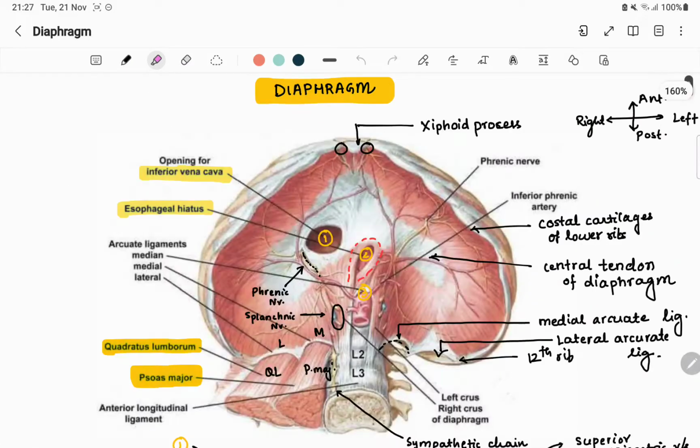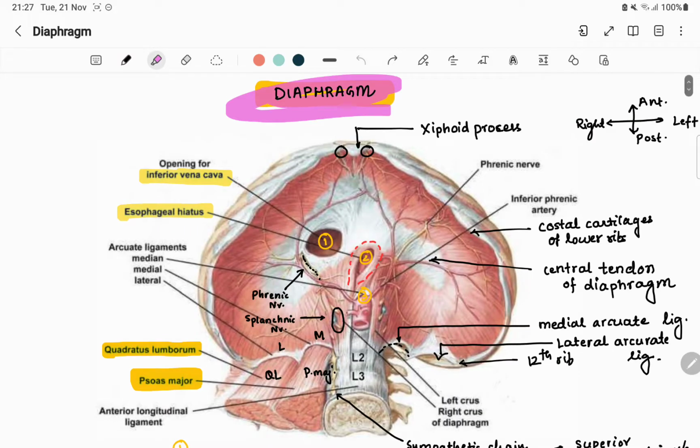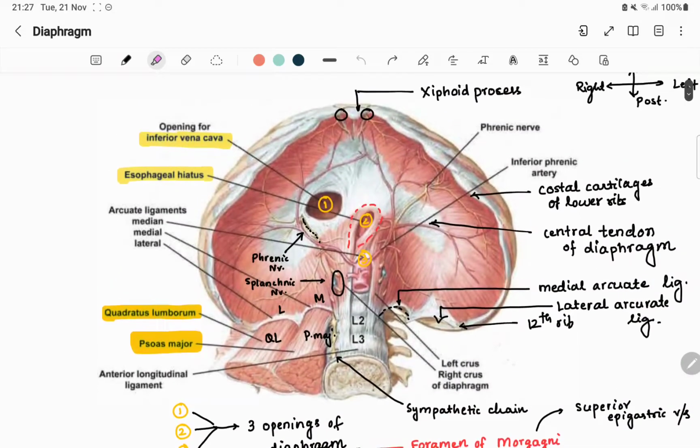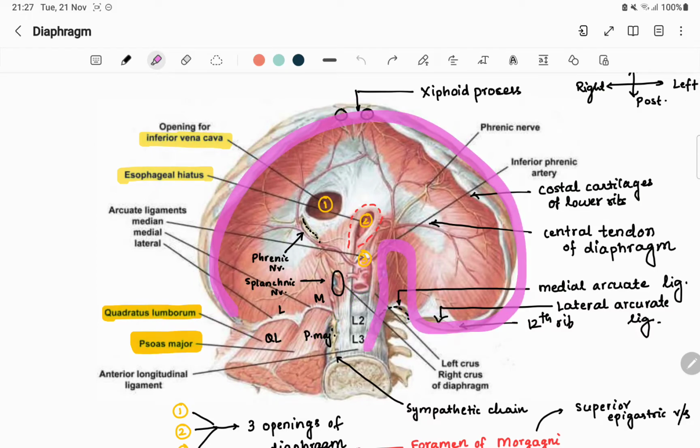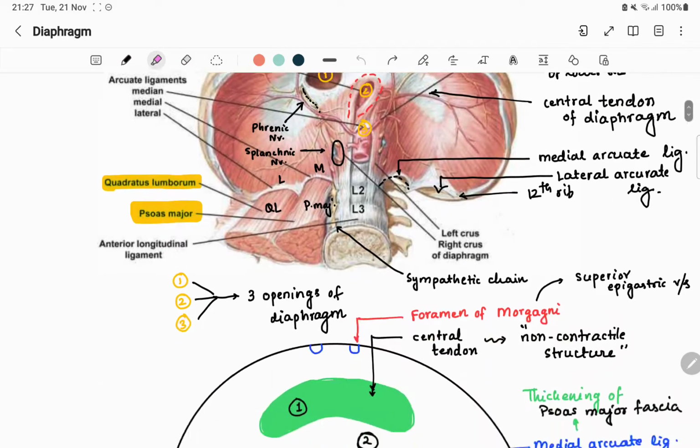Let's move on to the next. So let's talk about the diaphragm. Very important topic. The diaphragm is a very important topic. You have to remember the contents of the openings and all. So here's the structure of the diaphragm. Here's the crus of the diaphragm, the medial arcuate ligament, lateral arcuate ligaments, and all.